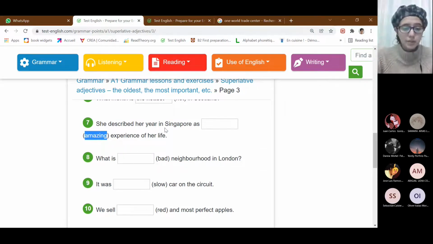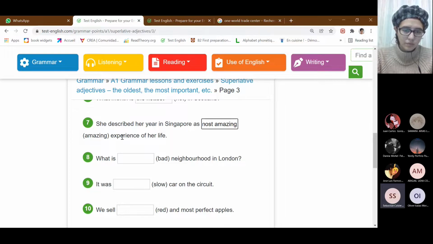Perfect. Yeah, that's it. Read the complete sentence. Okay, teacher. She described her year in Singapore as the most amazing experience of her life. Okay, thank you so much.